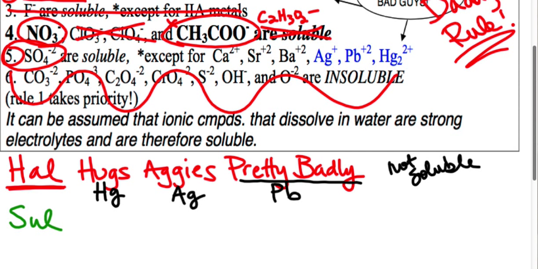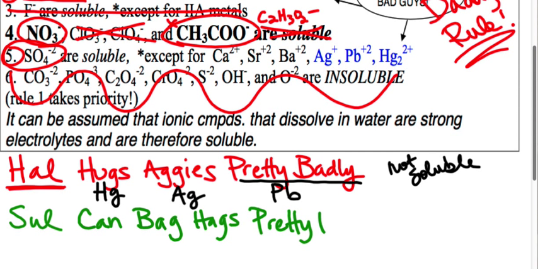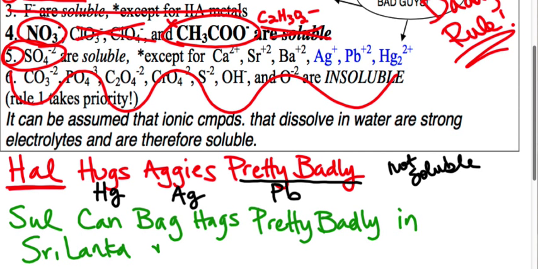So this is probably the worst mnemonic you've ever heard in your life, but no one's ever come up with anything better, so I'm sticking with it. Sol, can, bag, hags, pretty badly. It gets worse. In Sri Lanka and Argentina. Yeah, Sol. That's an actual men's name if you haven't heard of anyone named Sol.